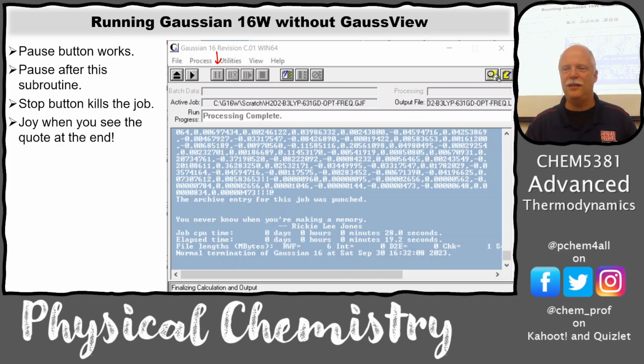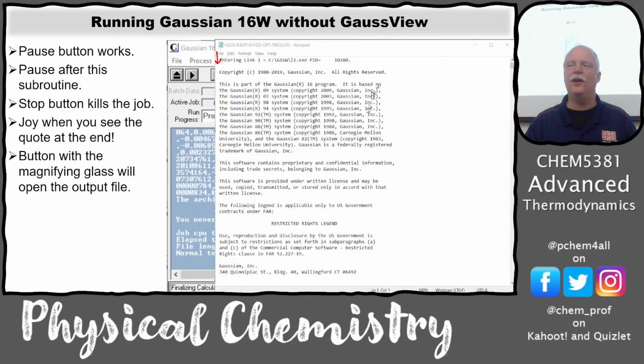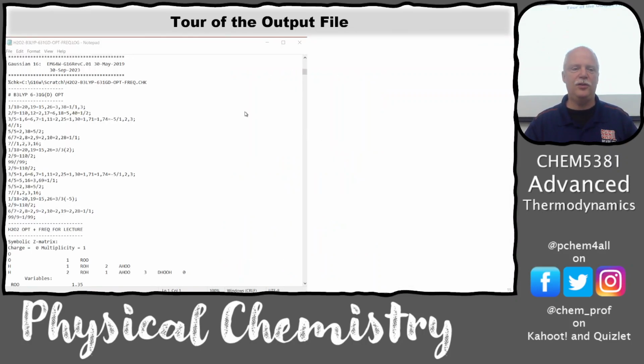If you come up here and hit this little document with the magnifying glass and inspect the document, that will open the output file. So here's our Gaussian output file. It starts out with some, again, information about who wrote it. And so let's do a tour of the Gaussian output file.